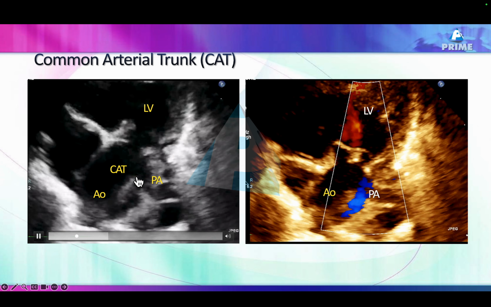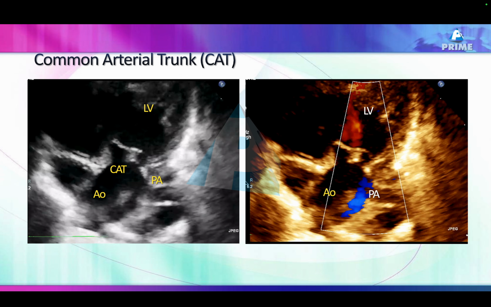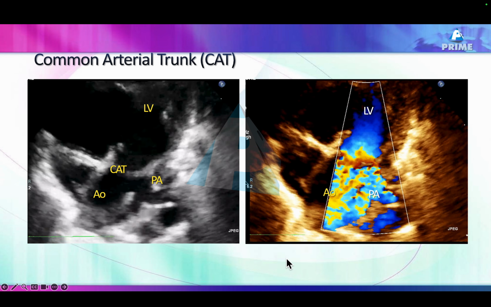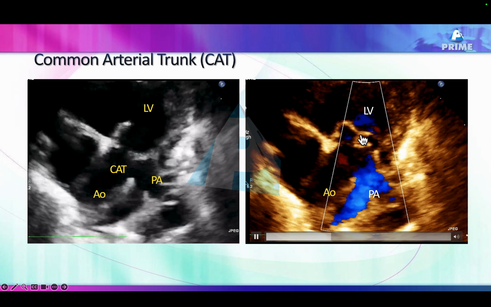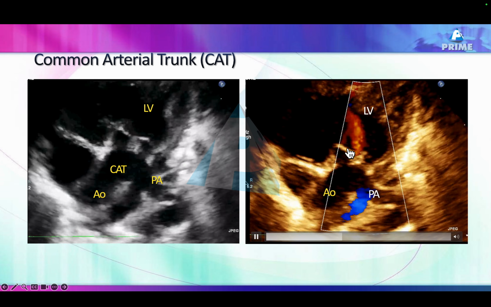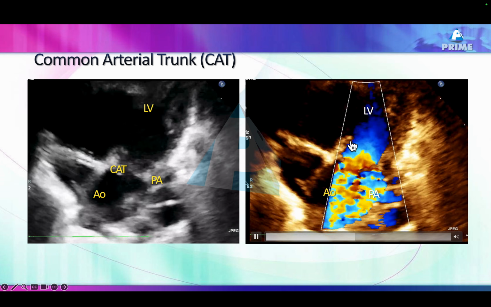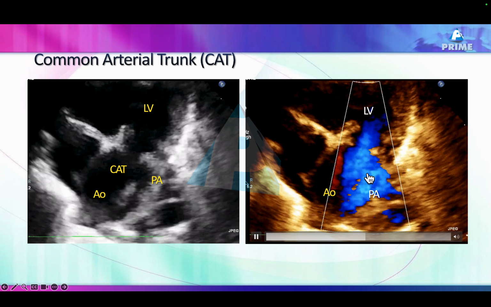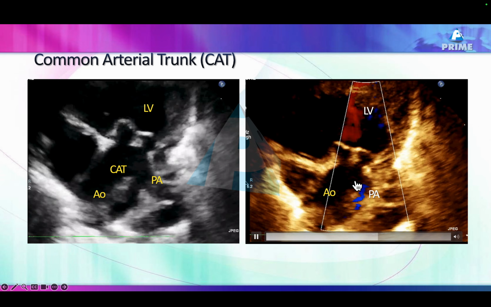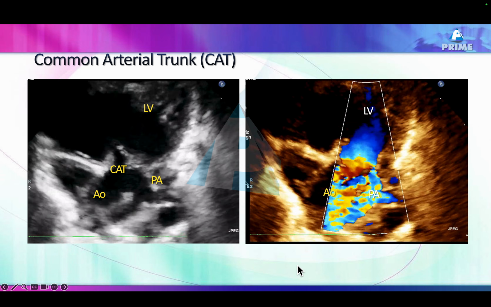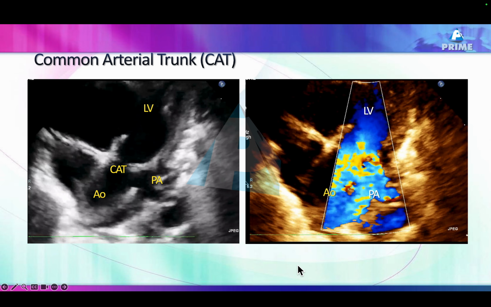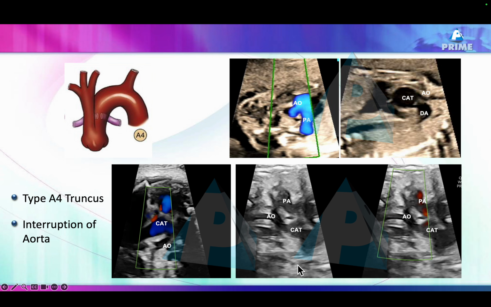This is type A1. Again, you see on color Doppler a mild truncal regurgitation. This is a neonatal echo, and this is a truncal valve. You see a pulmonary artery, which is the main pulmonary artery, bifurcating into two. This qualifies for the A1 type of common arterial trunk.